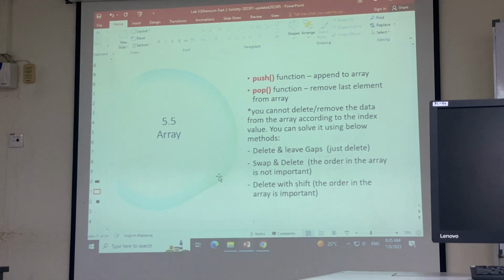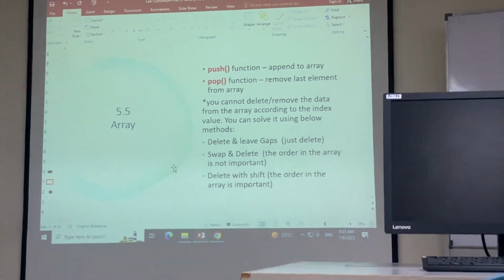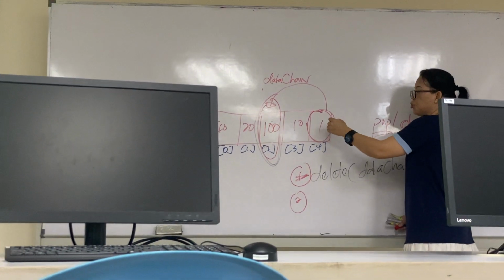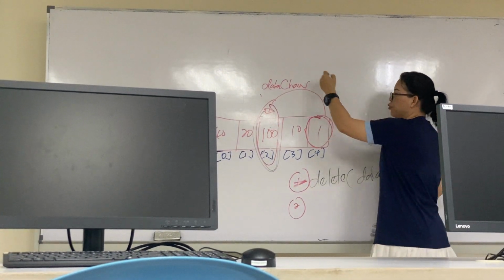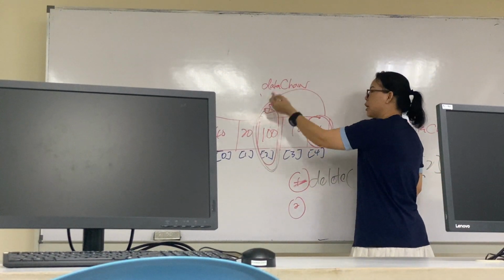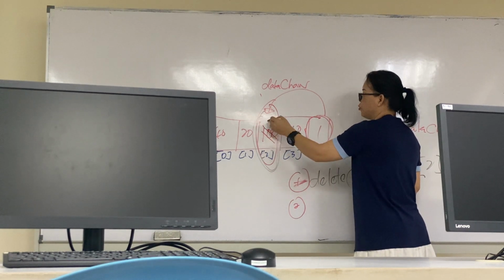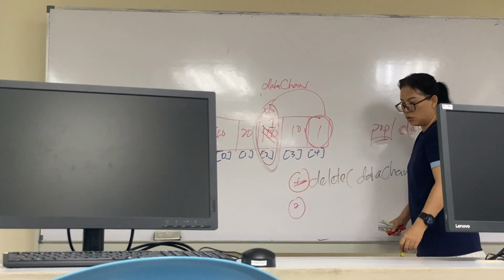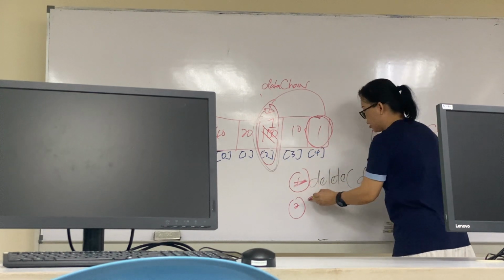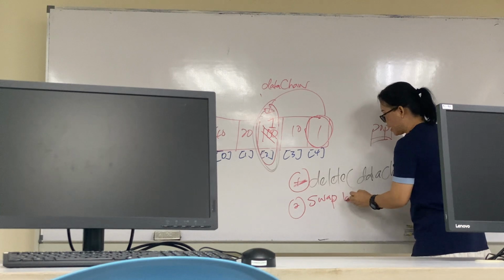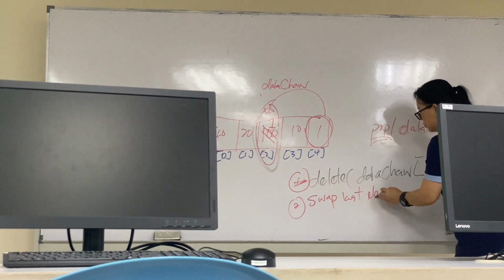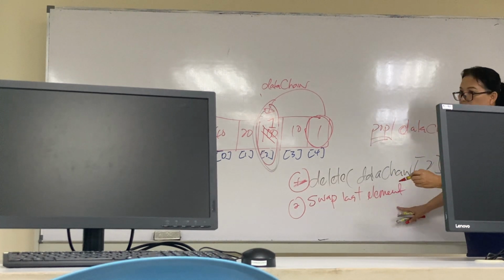You take the last data and move it here. The original just now is 100. You use the last data, moving it to the element that you want to be deleted. So that's why this 100 becomes 1. After that you swap already. You swap with the last element.